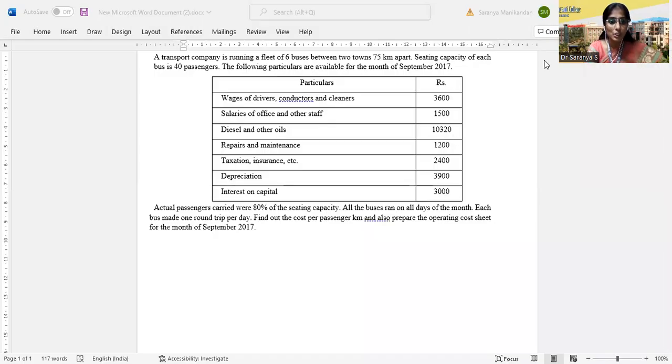Hello everyone. Today we will discuss the transport costing sums. The question is here. A transport company is running a fleet of 6 buses between two towns 75 kilometers apart.